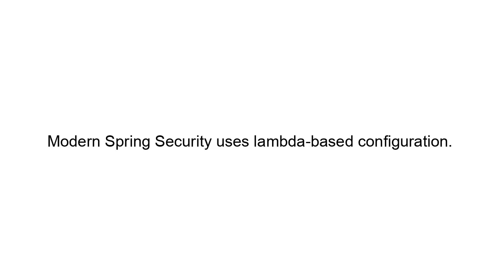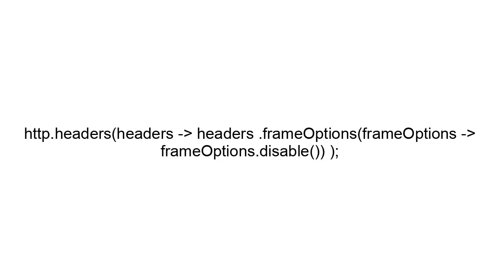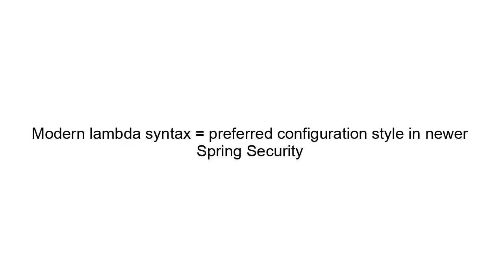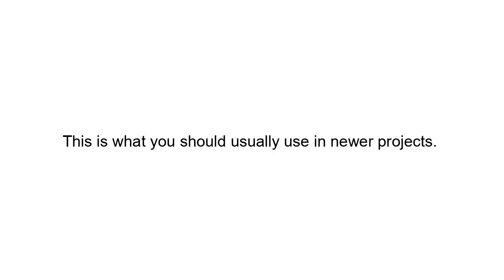Modern Spring Security, Lambda style. Modern Spring Security uses Lambda-based configuration. For disabling frame options: http.headers(headers -> headers.frameOptions(frameOptions -> frameOptions.disable())). For allowing sameOrigin: http.headers(headers -> headers.frameOptions(frameOptions -> frameOptions.sameOrigin())). Example concept: modern Lambda syntax equals the preferred configuration style in newer Spring Security. This is what you should usually use in newer projects.